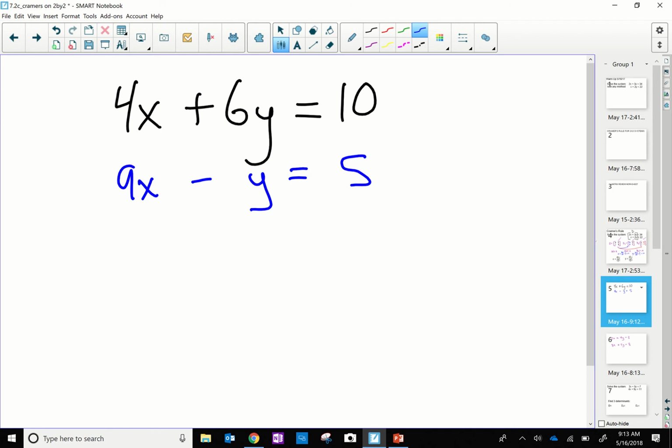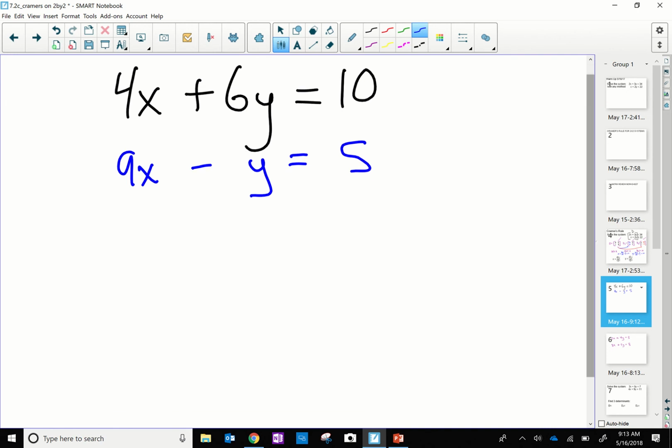Now, we could try to do it by elimination. We could multiply the bottom equation by 6 and combine them and do it that way. But in this case, you picked one that would have been kind of easy to do. If all of the numbers were prime, we'd have to change everything. We'd probably get a fraction for y, plug that fraction in and solve for x. It'd be pretty bad. So in this case, we're going to do it with the determinants.